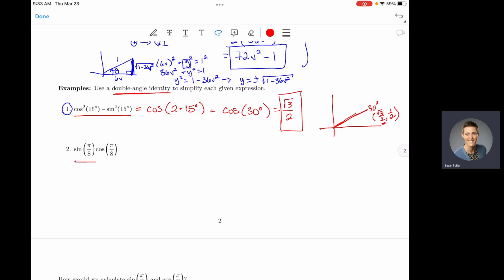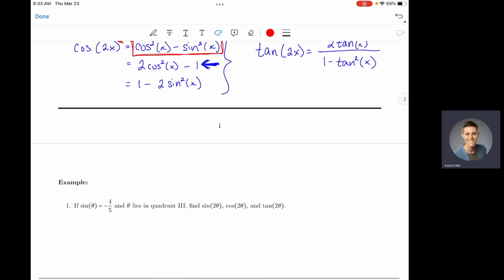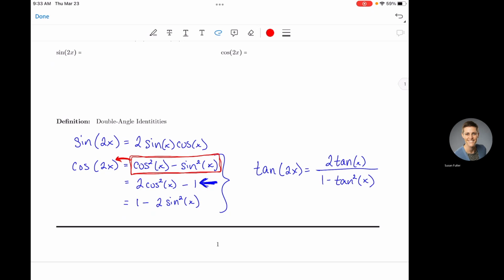We have the sine of an angle times the cosine of an angle. Let's see if we can find that in our double angles. So sine of an angle times cosine of an angle. Do you see sine of an angle times cosine of an angle in here? Oh, it's right here, I see. So sine of an angle times cosine of an angle is right here. Okay, so this is what I'm given.